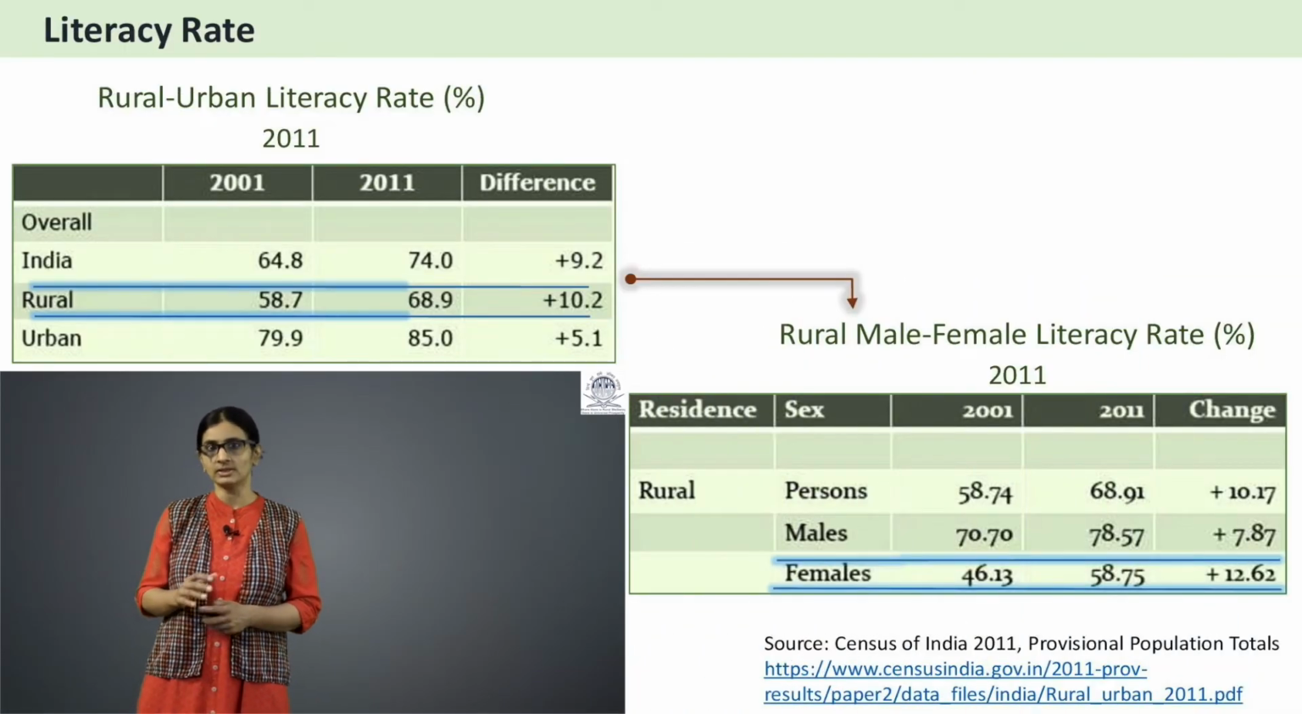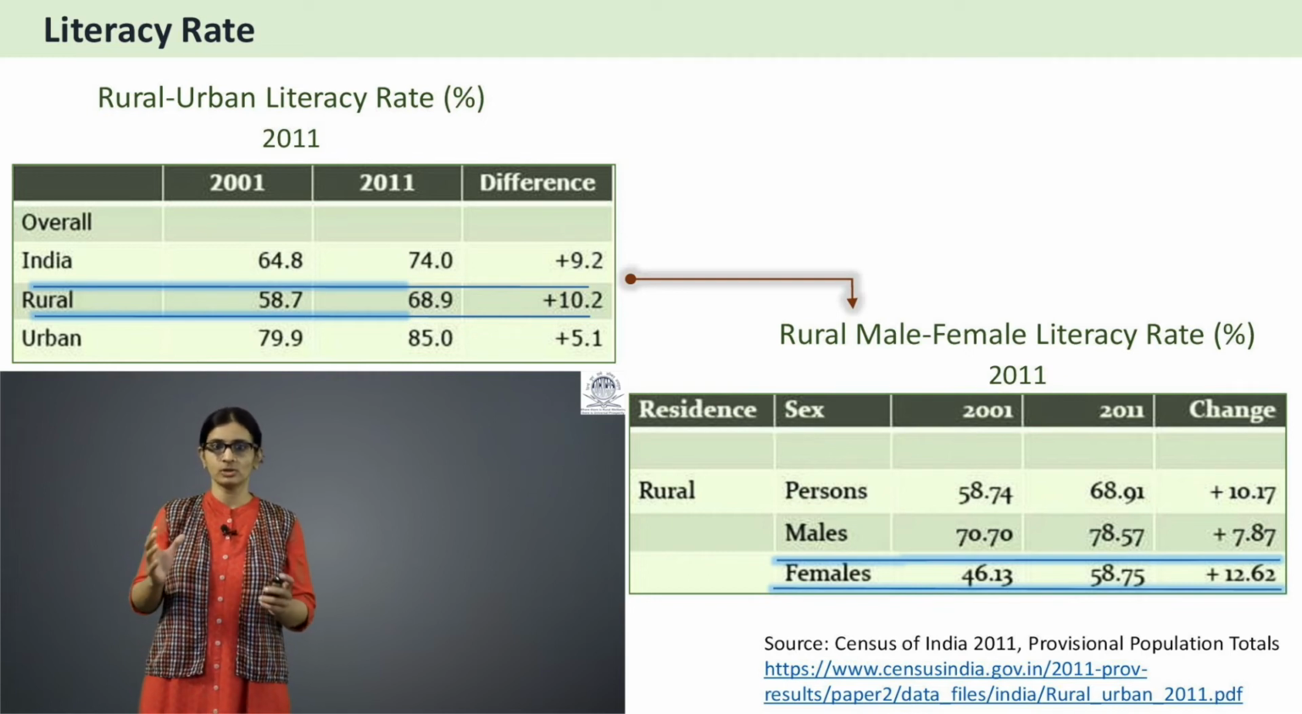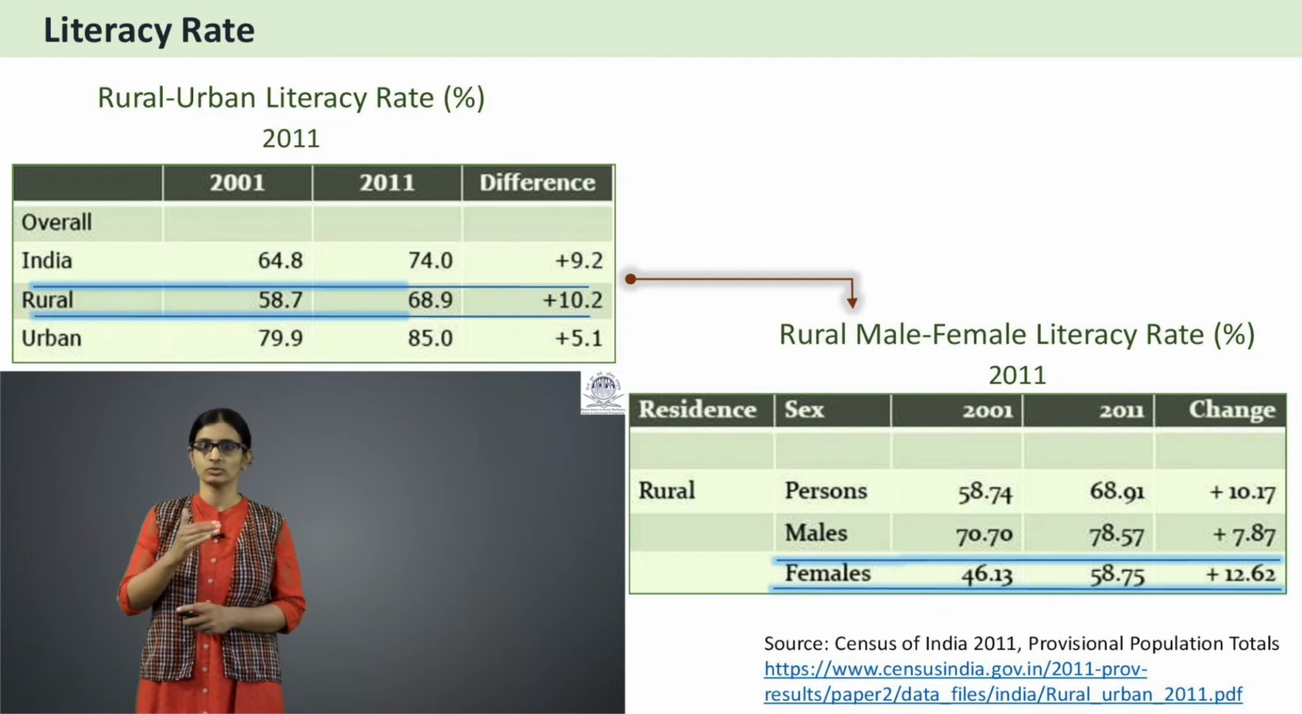Literacy rate, the percent of those literate in the total population. The first table shows rural, urban and India's total literacy rate, again across 2001 and 2011. In rural India in 2001, the literacy rate stood at 58.7% and 2011 at 68.9%. So, there has been an improvement of nearly about 10%.